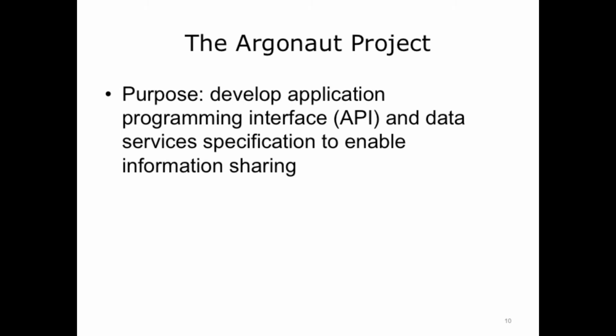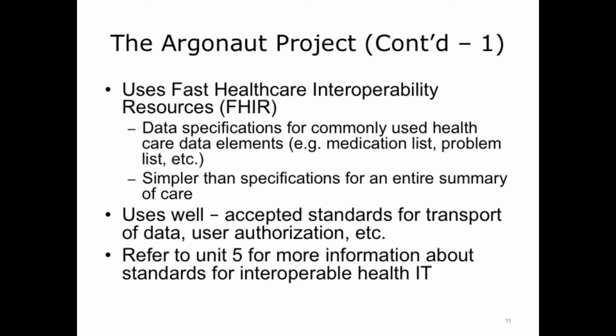Another initiative to advance health information exchange at the national level is an effort known as the Argonaut Project. The purpose of the Argonaut Project is to develop Application Programming Interface, or API, and data services specifications to enable information sharing. These APIs would allow health information technology vendors to more easily interoperate by sharing data in a provider organization. The Argonaut project uses a draft standard known as Fast Healthcare Interoperability Resources, or FHIR.